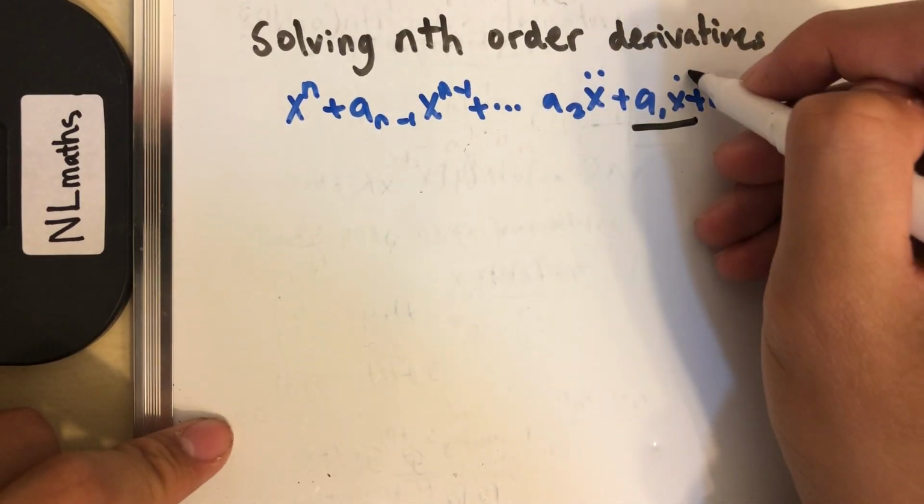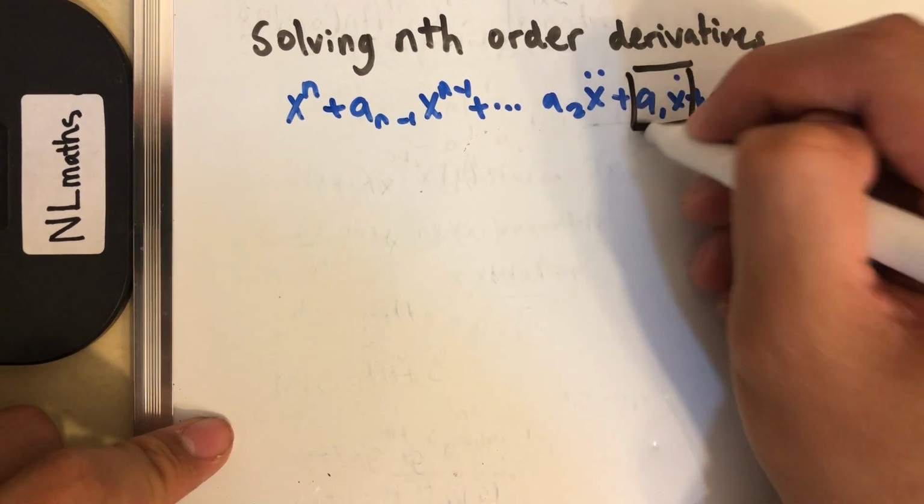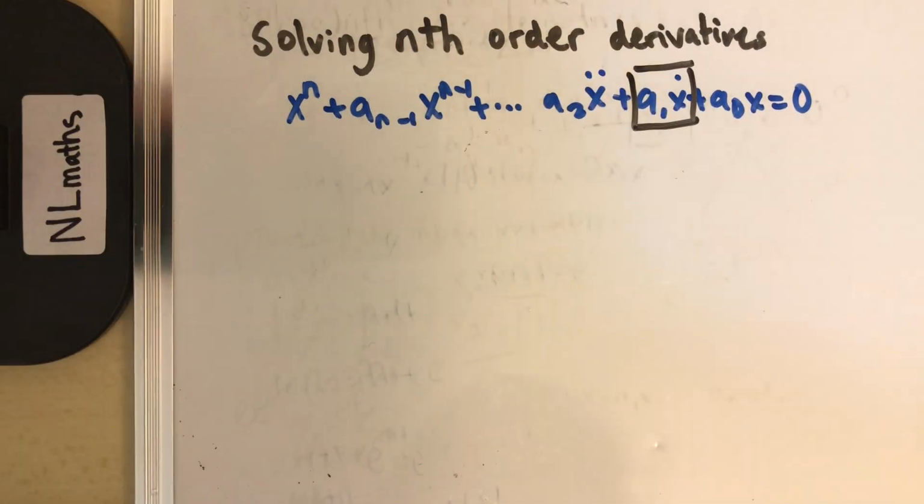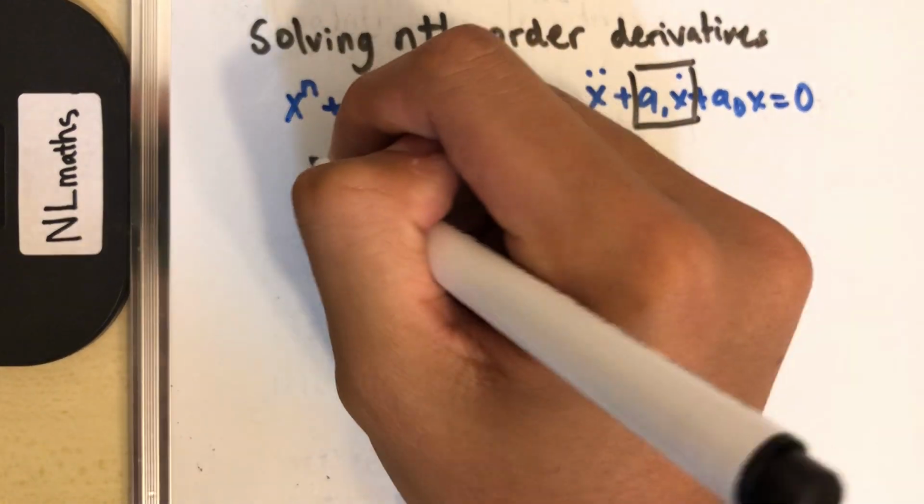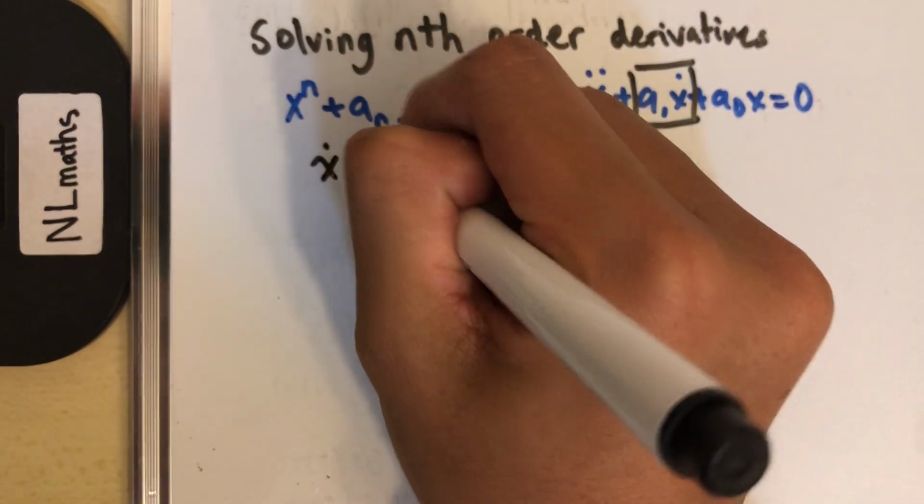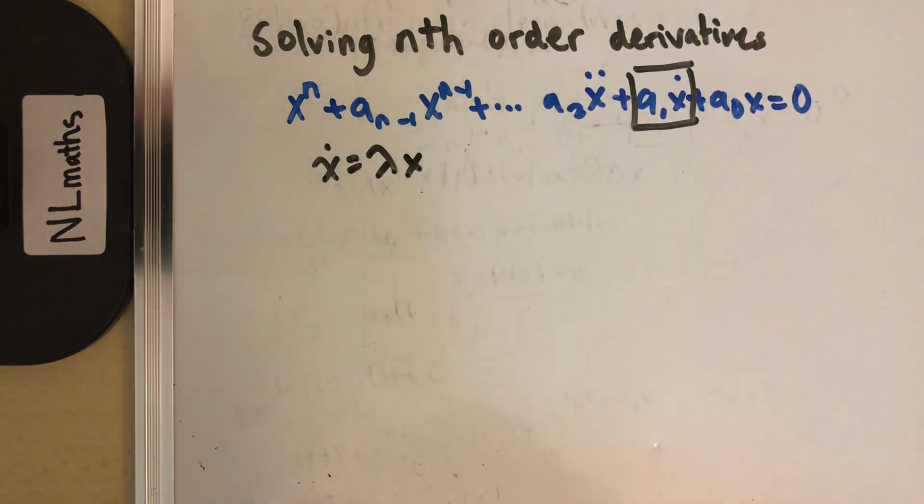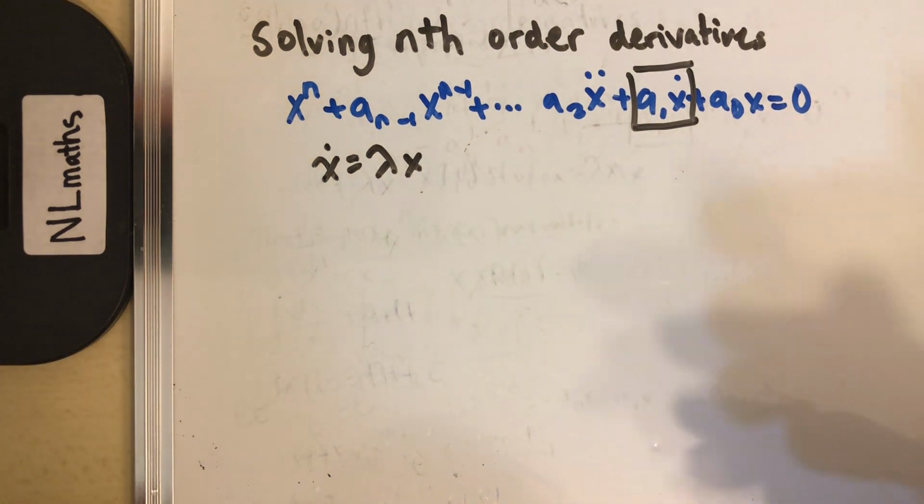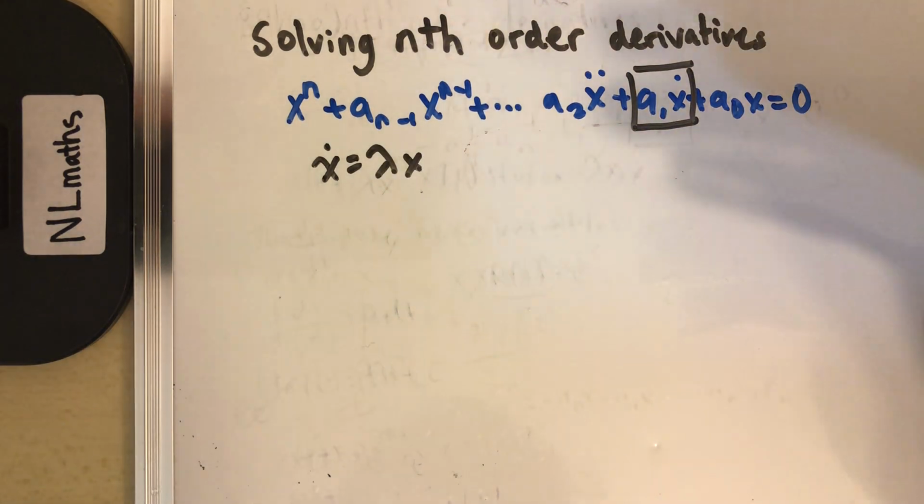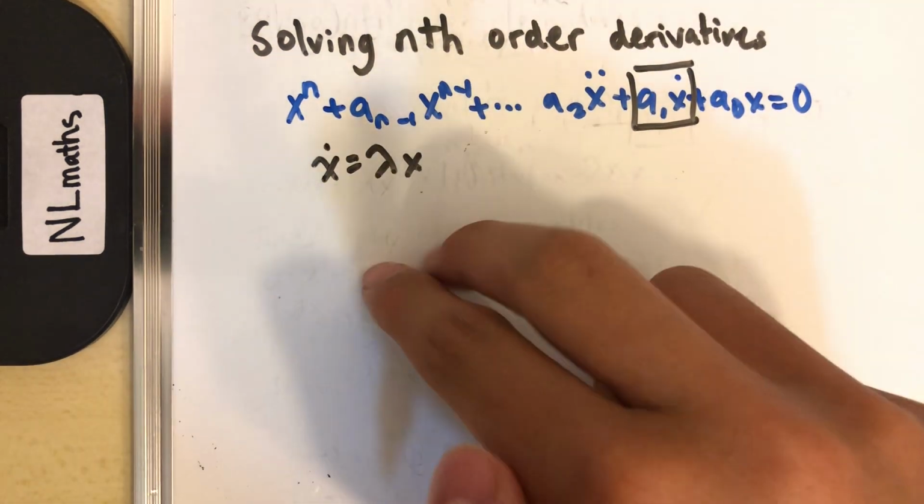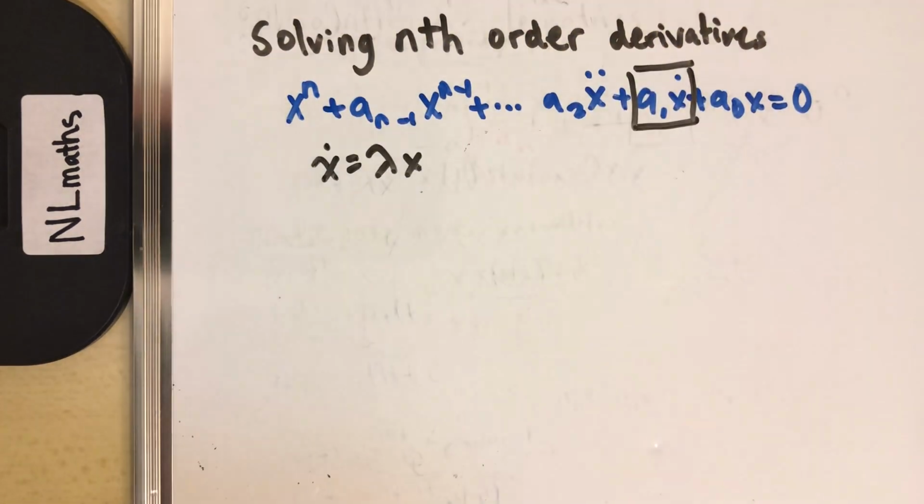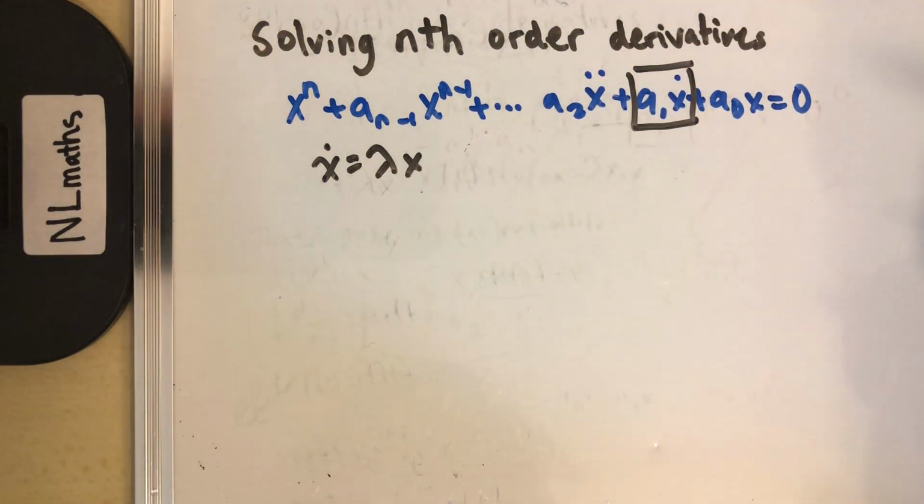The solution to a_1 x dot. Okay, so we've got this, x dot equals lambda x. That is our equation that we're going to solve first. And why are we solving this? Because the answer to this is very similar to one that has multiple nth derivatives.